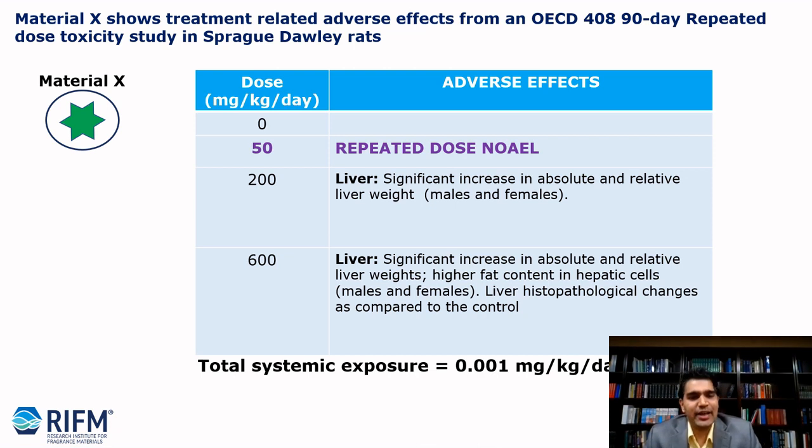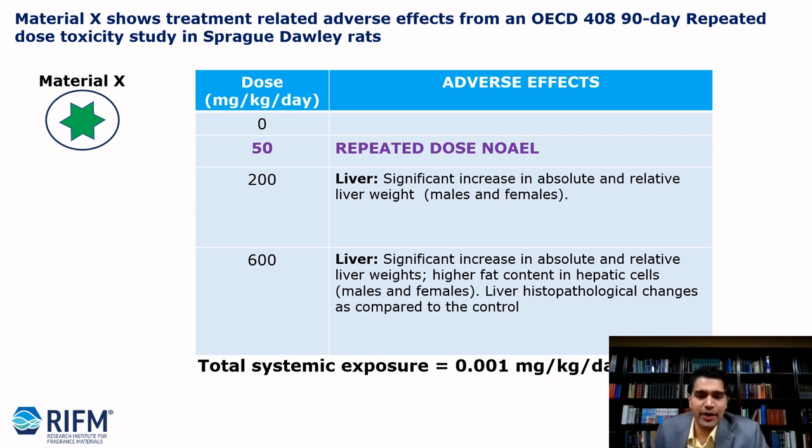Now I'm just sharing an example here on how exactly it would look, the hazard part, and how we do safety assessment or risk assessment, how it would look in a RIFM safety assessment, basically, if we are going through a repeated dose toxicity endpoint. Here, material X shows treatment-related adverse effects from an OECD 408 90-day repeated dose toxicity study in Sprague Dawley rats. As we can see here, there are different doses: control group, 50 mg per kg, 200, and 600.